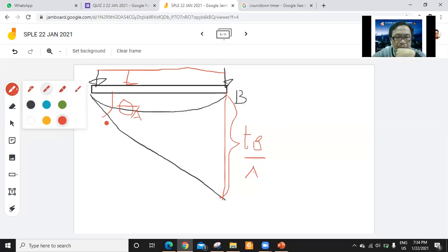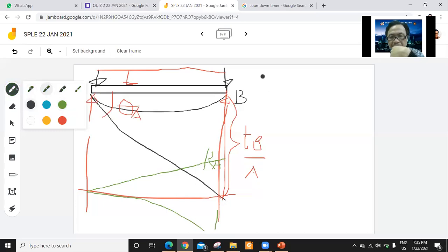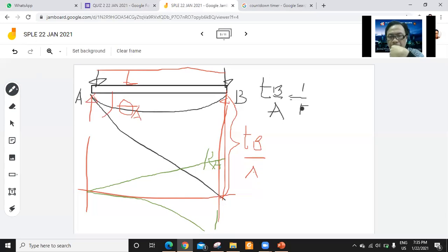So let's say you have the diagram for this. Of course, you have the reaction also here. The moment diagram goes like this. You have here and this side going here like that for the reaction A. And then here for the load, it goes like this. So the deviation at B from A is just equal to 1 over EI, and then the area moment.